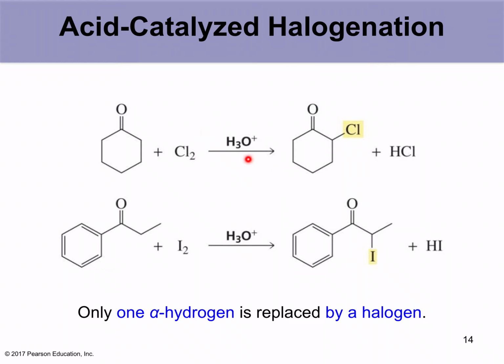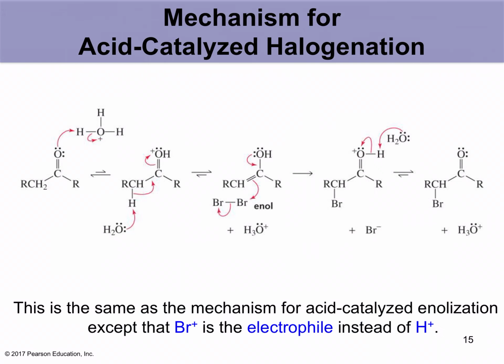So this is again in the presence of the acid. One chlorine goes here, the other one forms hydrochloric acid. One iodine attaches to this carbon, and the other one forms hydrogen iodide. And in this process, only one alpha hydrogen is replaced by a halogen. Okay. Let's look at the mechanism.